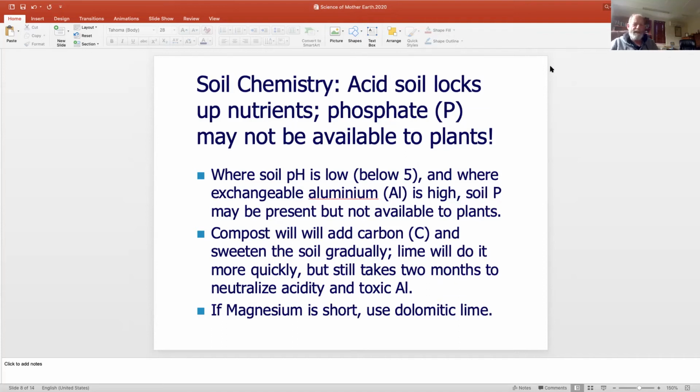If your soil is acidic, if the pH is well below 7, then the phosphate may not be available to plants. The pH scale goes from 0 to 14. It's a logarithmic scale. So a pH of 7 is neutral. A pH of 6 is fairly acid. A pH of 5 is 10 times as acid as a pH of 6.